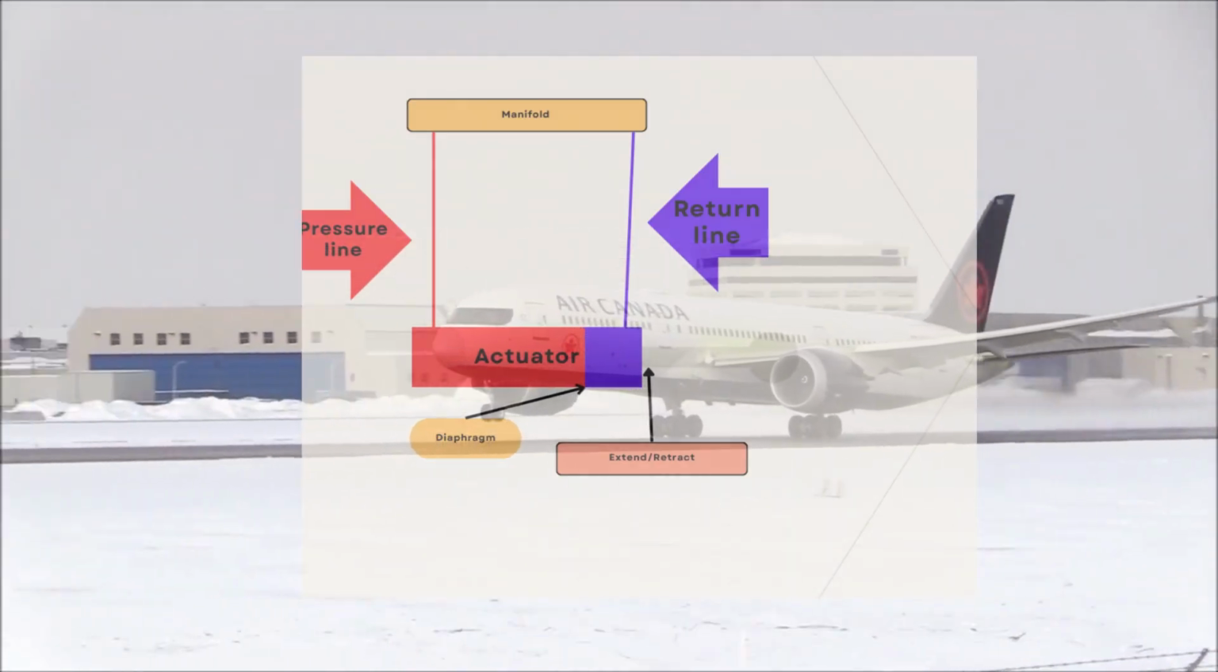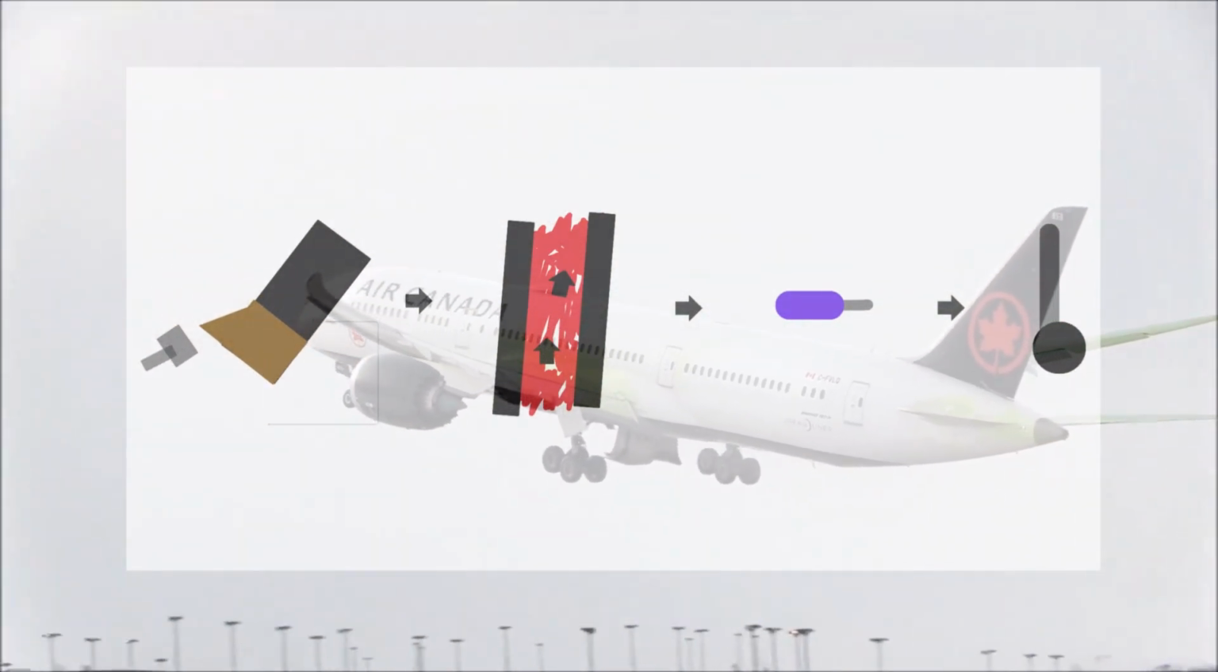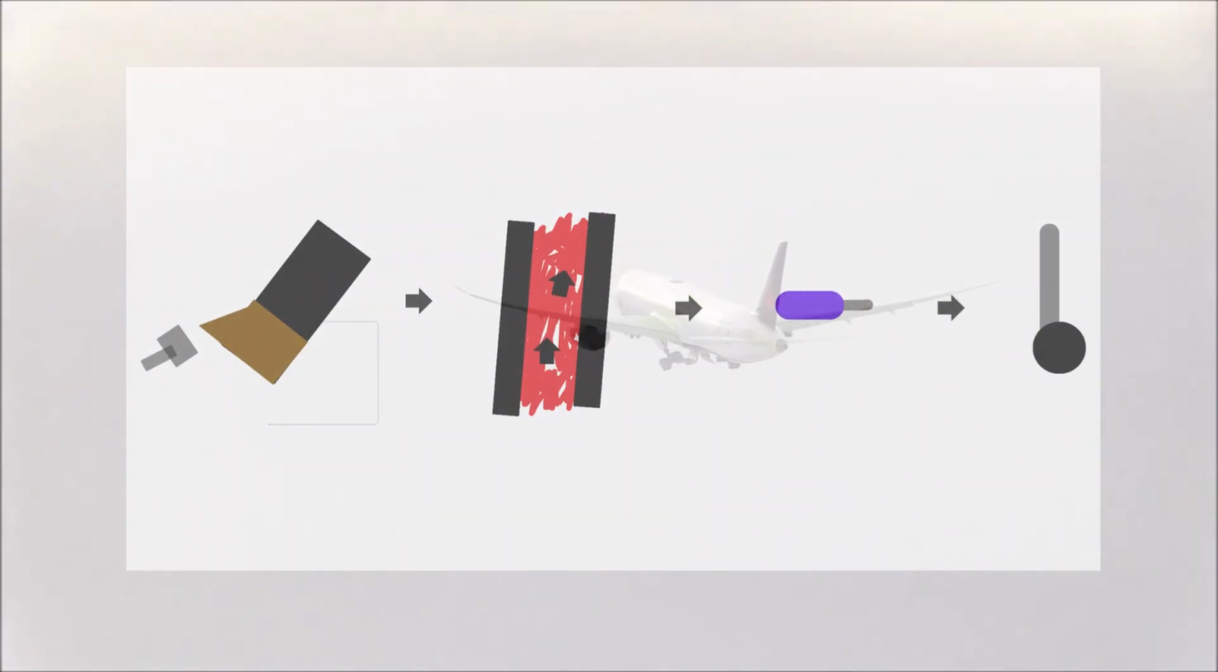Let's take the landing gear as an example. When a pilot lowers the landing gear, they are not pulling the gear down directly. They are sending a command that allows pressurized hydraulic fluid to enter an actuator. That actuator then moves the landing gear into position.